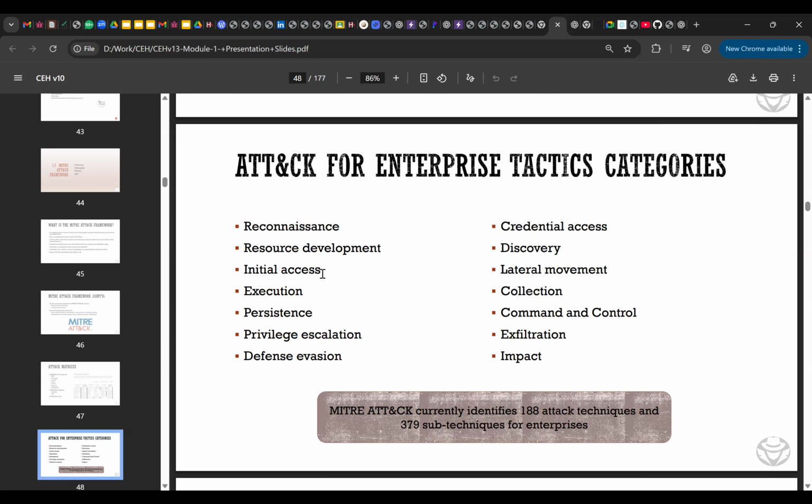Initial access is how we can get initial access to the target system. Whether we can send a mail, whether we can put our malware into a hard drive, whether we can club our malware to an application and the system downloads that particular application. That is known as initial access: how initially we try to access the target infrastructure. Next is execution. Once we enter into the machine, how do we execute it?